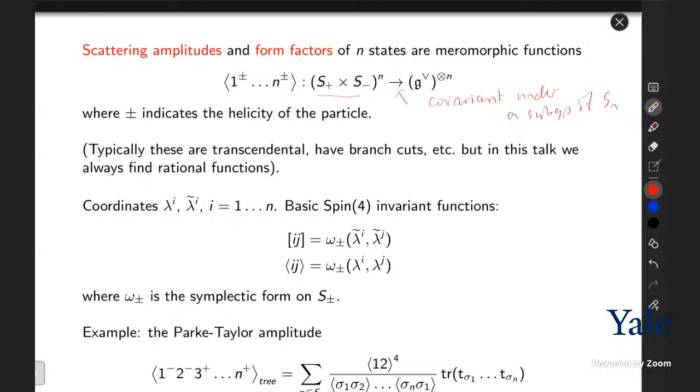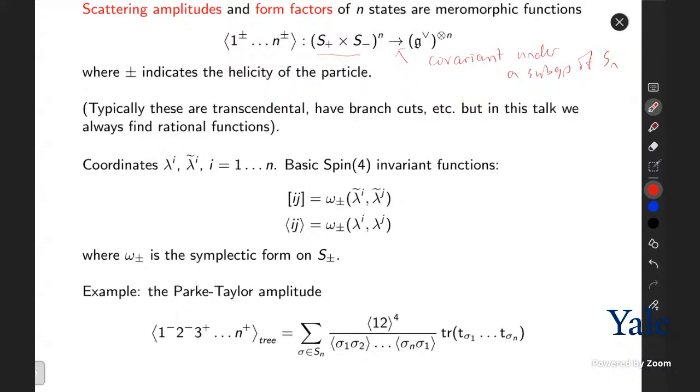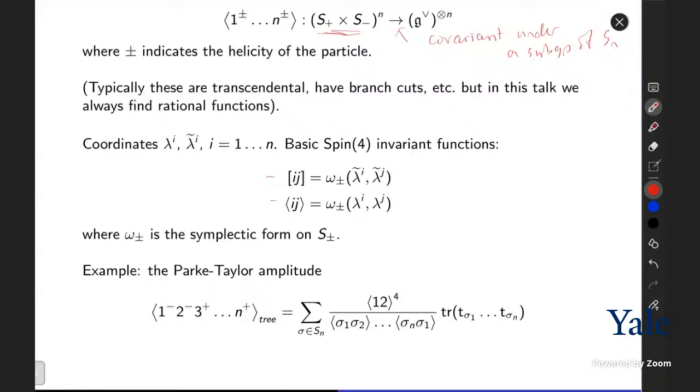Now, typically, as we know from the work of Sasha, these are kind of interesting transcendental functions. But the things we're going to discuss in this talk are much simpler. They're rational functions. So the very first one you might come across is the Parke-Taylor amplitude. So to describe this, let me describe the notation people use for spin 4 invariant functions on this manifold here. There's square brackets ij, where I take the inner product of the two spinors in S plus, and angle brackets ij, where I take the inner product of the spinors in S minus. And then the Parke-Taylor formula is this expression derived in the late 80s, that at the tree level for QCD with two negative helicity states, we have this expression for the amplitude.